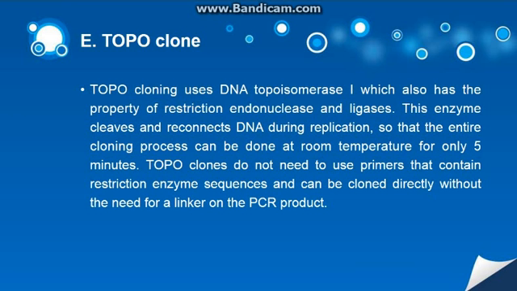TOPO clone. TOPO cloning uses DNA topoisomerase I, which also has the properties of a restriction endonuclease and a ligase. This enzyme cleaves and reconnects DNA during replication, so that the entire cloning process can be done at room temperature in only 5 minutes. TOPO clones do not need primers that contain restriction enzyme sequences and can be cloned directly without the need for a linker on the PCR product.